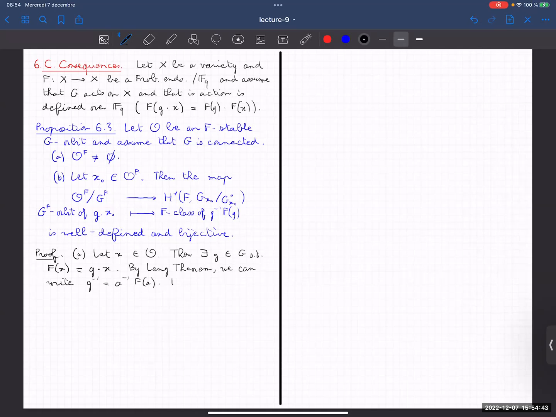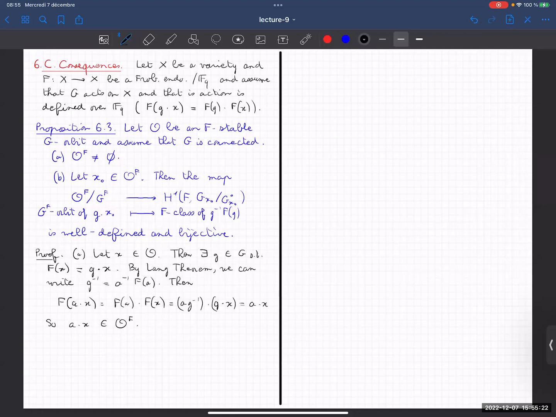Okay, and then you can check that if you compute F of a·x, this is equal to F(a)·F(x). But F(a) is equal to a times g inverse, by the above equality, and F(x) is equal to g·x. And at the end, you get a·x. And so this proves that a·x is an element which is fixed under the Frobenius endomorphism. So this is really a direct application of Lang's theorem.